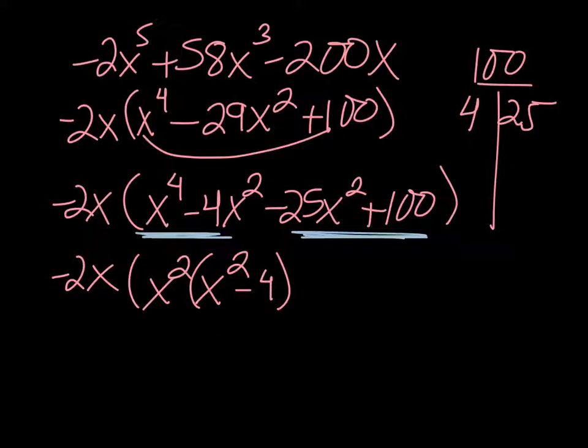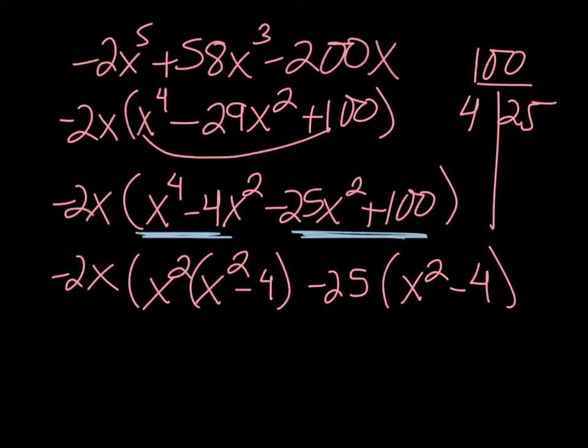Now I want to look at my next set here. So negative 25x squared plus 100. So I'm going to think, what factors can I pull out here? It looks like negative 25 will go into both of those. We've got to be careful here because we're dividing by a negative. So negative 25x squared divided by negative 25 is x squared. 100 divided by negative 25 is negative 4.